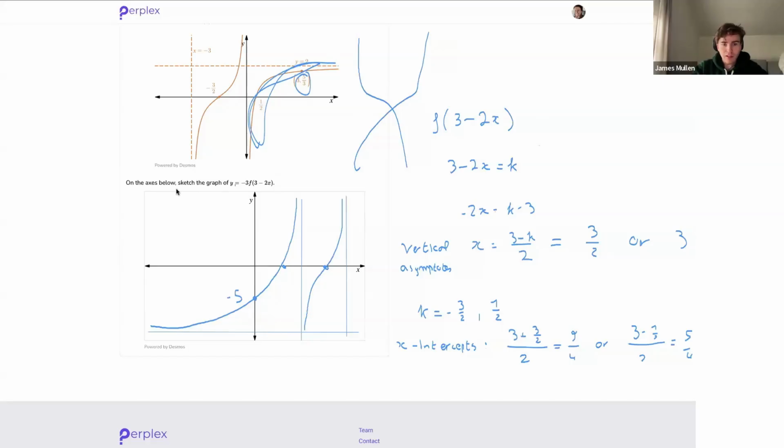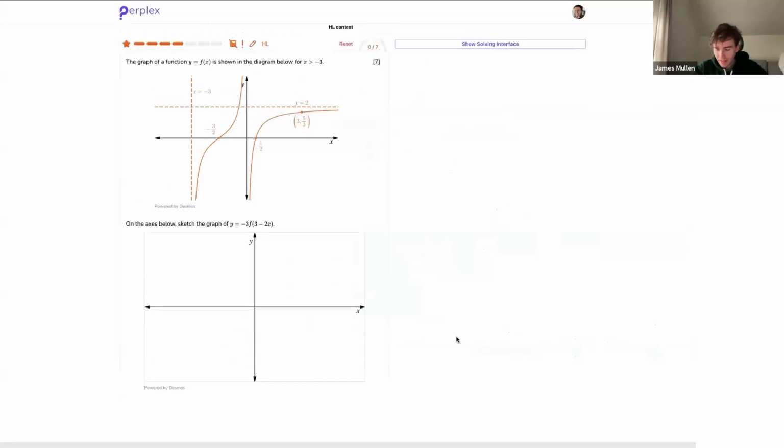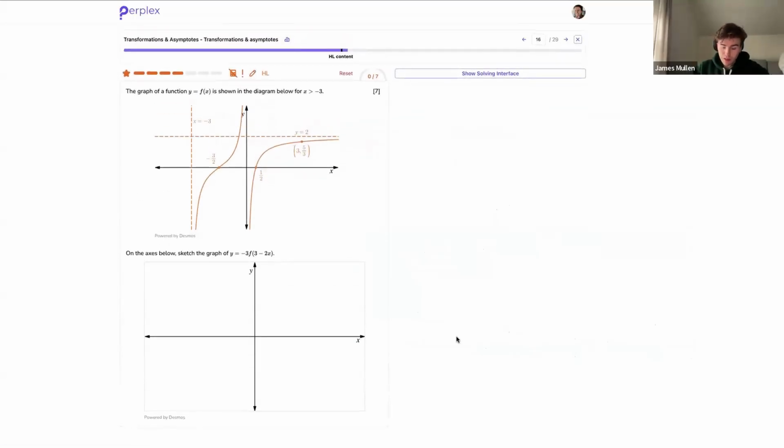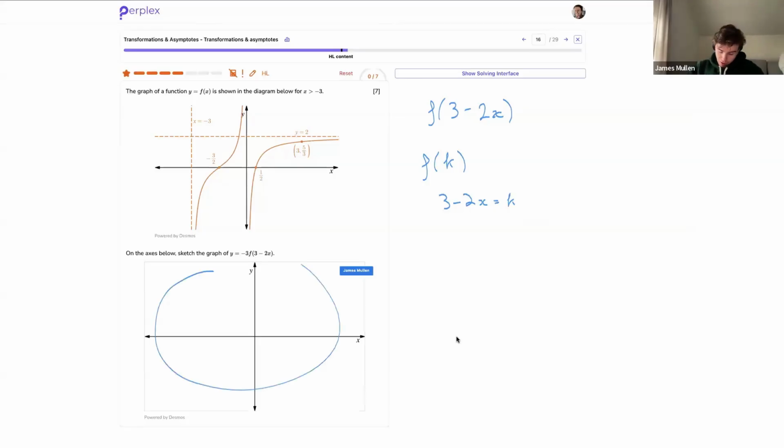How did you get a vertical asymptote at x equals 3? Okay. So maybe now that we've seen the whole solution, I want to explain the key step again, which is letting k equal 3 minus 2x. Because if I focus on the horizontal portion of the translation, which is f of 3 minus 2x, I know what the graph of f of k looks like. That's just like this, but with k instead of x. And so if I let 3 minus 2x be equal to k, those are the values that I'm plugging into k.